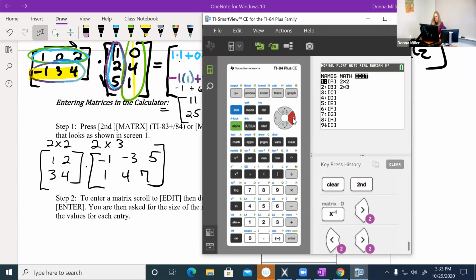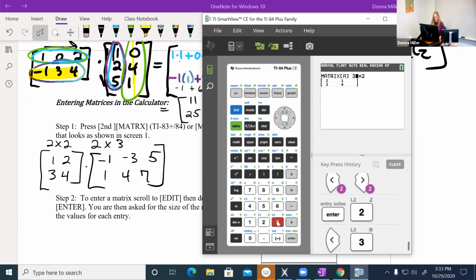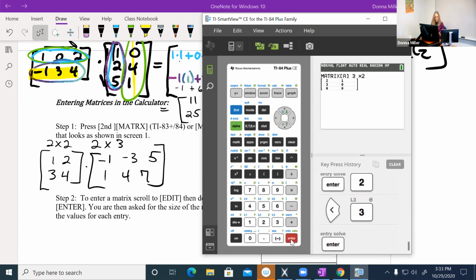There are all these places you can store them in. Once you store a matrix in there, it stays in there until you decide to change it. Right now I've got a 2 by 2 in A that's probably not this matrix. So to edit, I'm going to go over to edit and press enter. The first thing you do is enter the dimensions. There may be something there, there may not be. Just to show you, if I enter 3 by 2, it changes the size. I want a 2 by 2 for my matrix A.